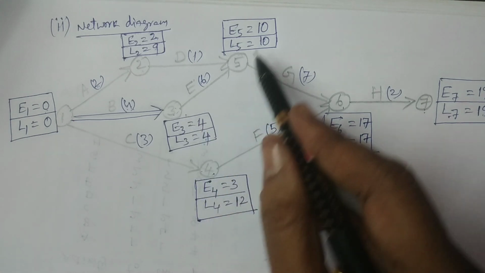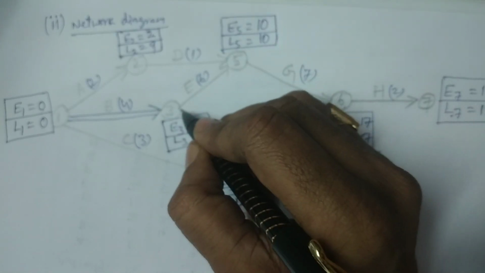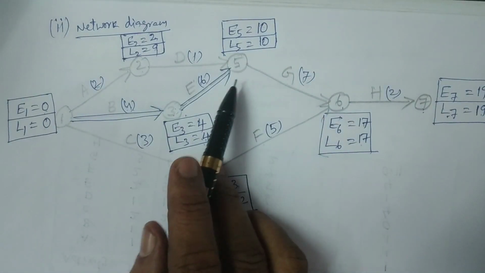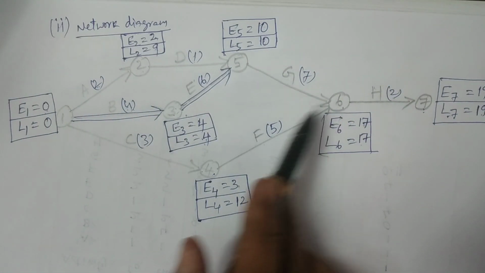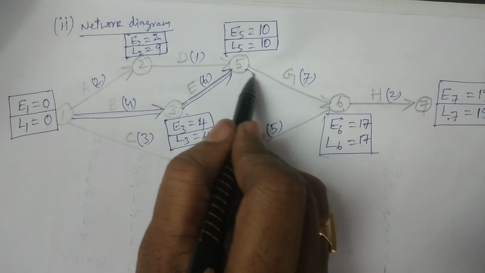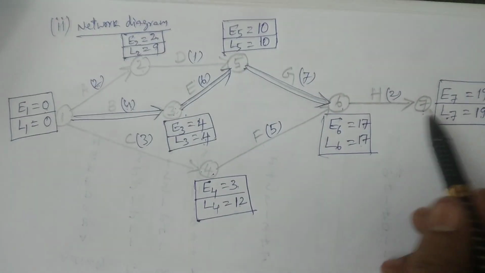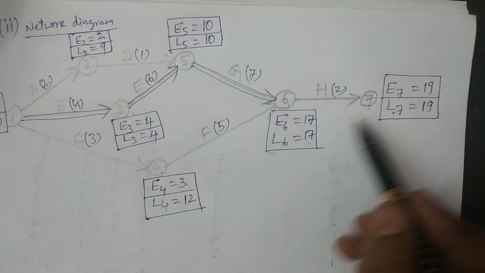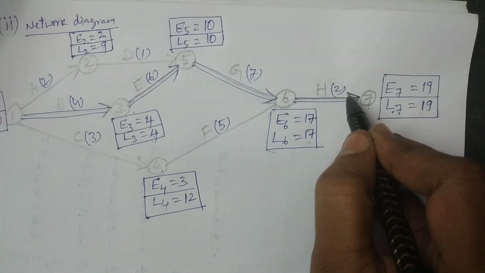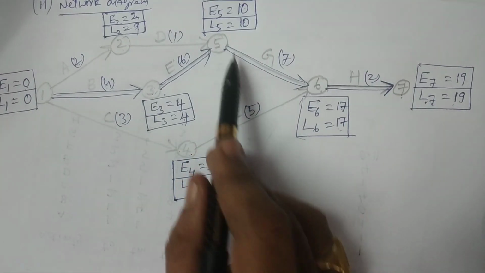You see 3 is equal, 4 is not equal, and 5 is equal. Therefore 3 to 5 is another critical activity. E3 L3 equal, E5 L5 equal. And coming to the sixth one, E6 L6 equal, E5 L5 equal. Therefore 5 to 6 is another critical activity. And then 6 to 7: E6 17, L6 17, and E7 L7 are also equal, 19 and 19. So this is another critical activity. Therefore the critical activities are 1 to 3, 3 to 5, 5 to 6, 6 to 7.